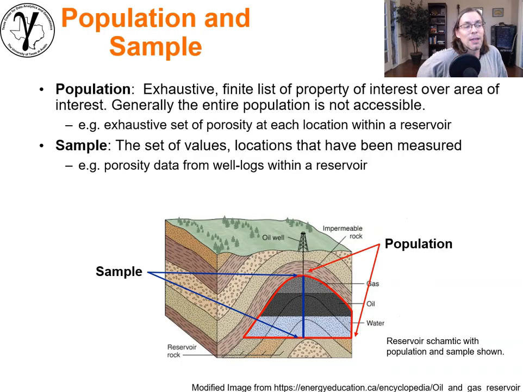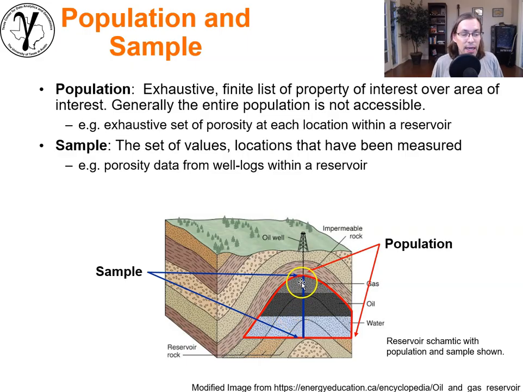Now, we deal with populations and samples. The population is defined as the exhaustive finite list of the property of interest over the entire area of interest at sufficient resolution to solve your problem. In other words, the entire population would be the entire thing that you want to study with sufficient resolution that you can actually make your choices. Now, too bad that typically is not available to us. We generally don't have access to the entire population. Now, the sample is going to be the set of values with their locations, the specific features that have been measured and observed.